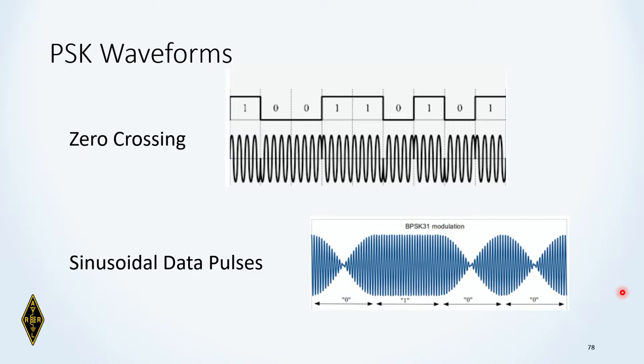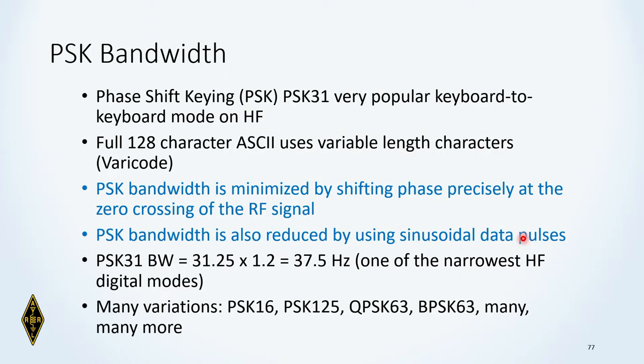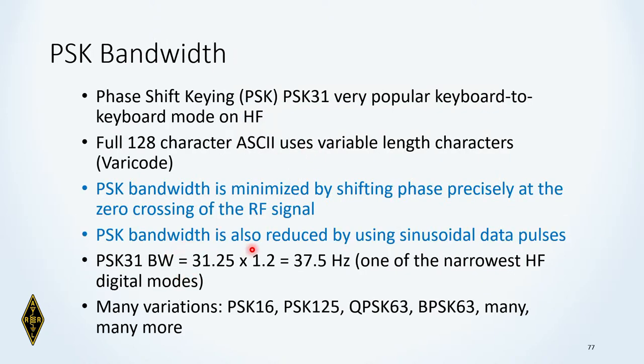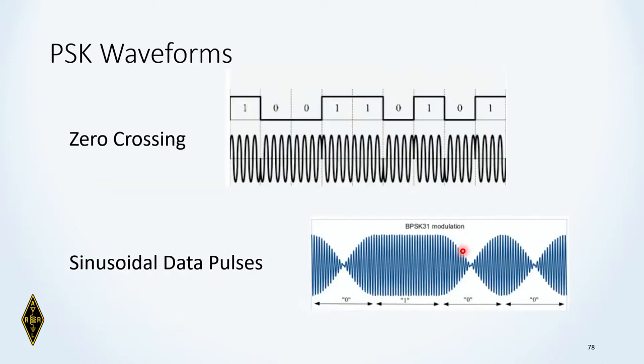Now let me go back and let's see if these words make any more sense. PSK bandwidth is minimized by shifting phase precisely at the zero crossing of the RF signal. Well, we saw that here, zero crossings. And PSK bandwidth is also reduced by using sinusoidal data pulses, which we see here. So hopefully that'll help the words make more sense.